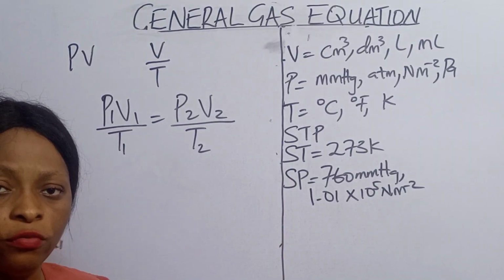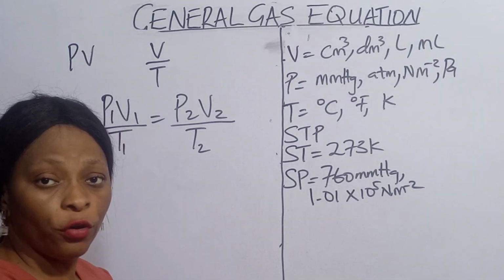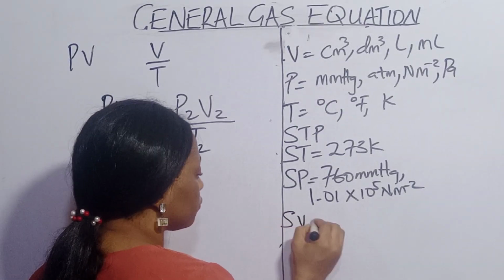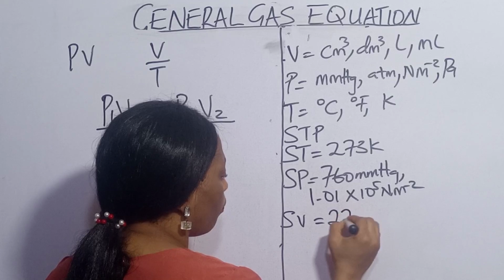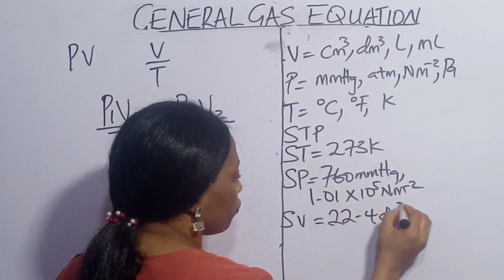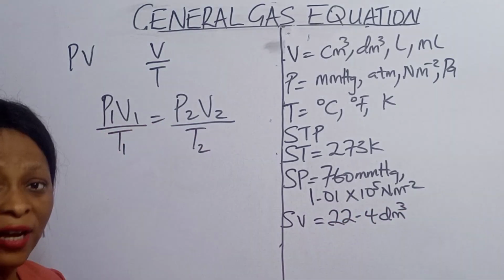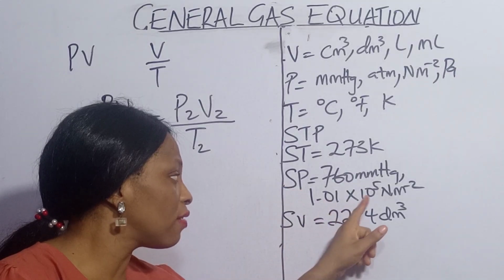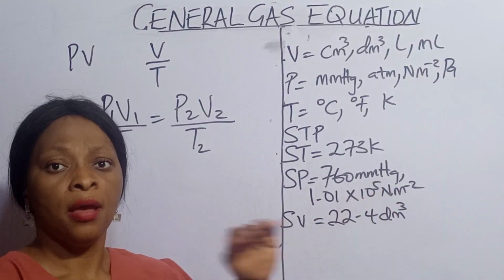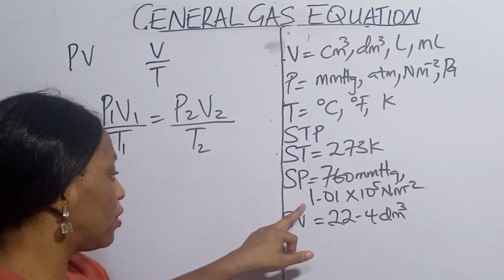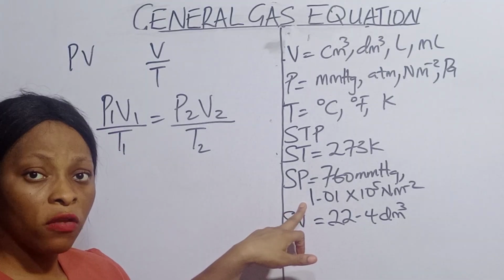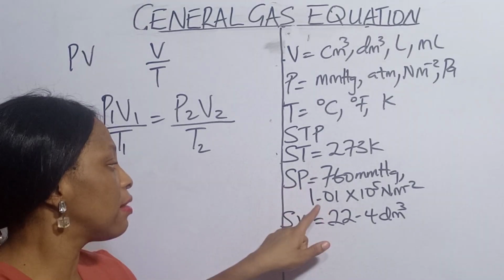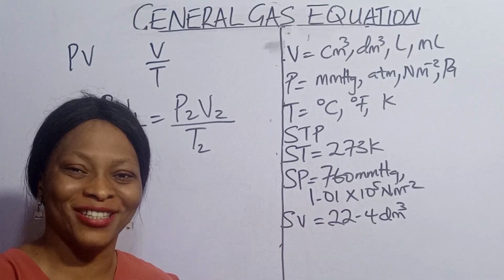Then the molar volume or the standard volume, the value is 22.4 dm cube. Please note these values, most especially standard pressure at 1.01 times 10 raised to the power 5 Newton per meter square. Many people are not familiar with this second one. Most people are familiar with the first one. Please add this to your catalog of knowledge.